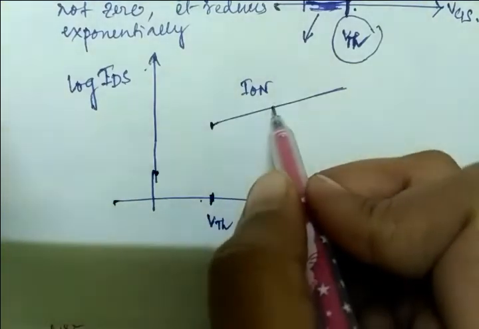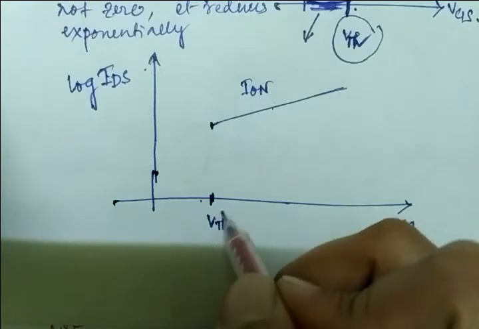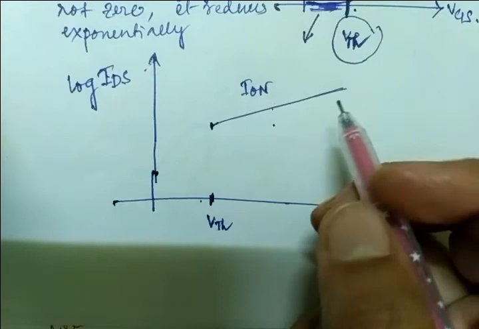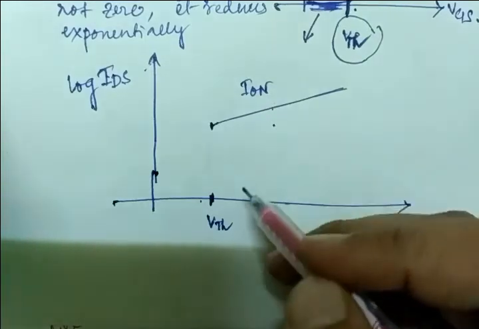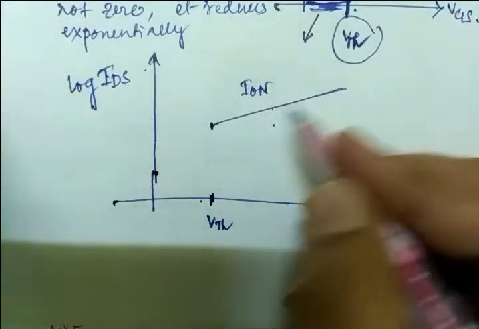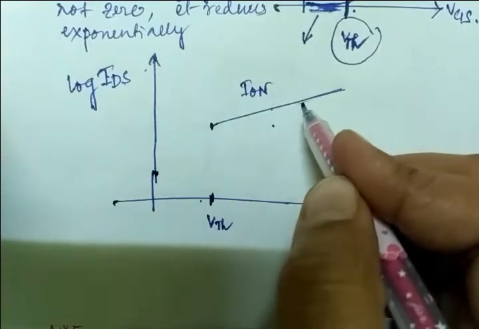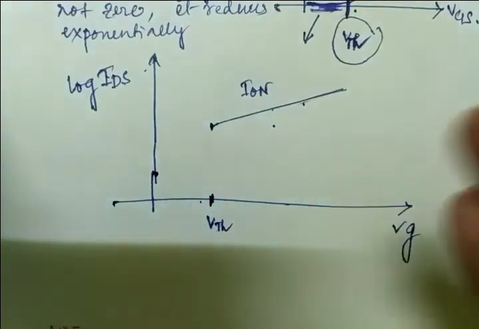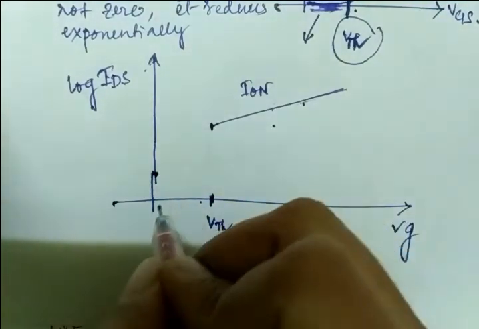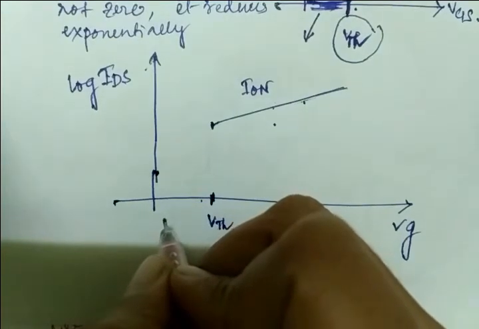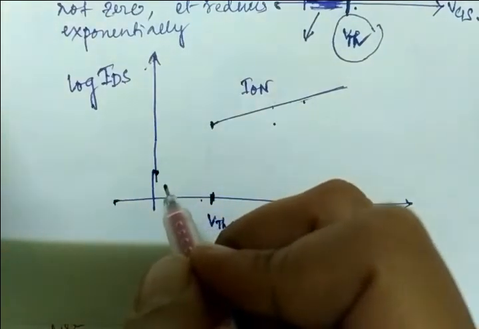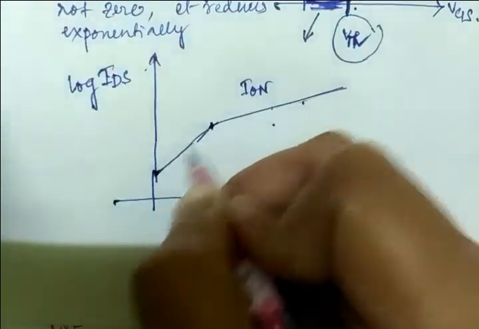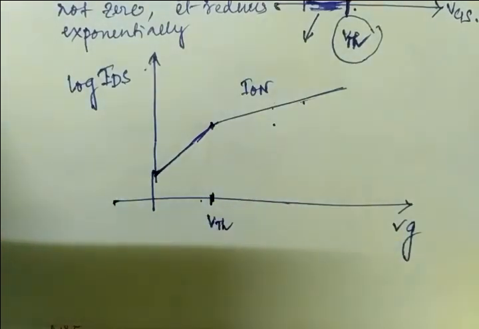So this is your on current. The current above VTH is more or less constant, and it is known as the on current. I will share the PDF also, not an issue. But our area of consideration is this portion, less than VTH, below VTH. The current below VTH, in the practical scenario, falls exponentially with some slope, and that is the point. This region, right?